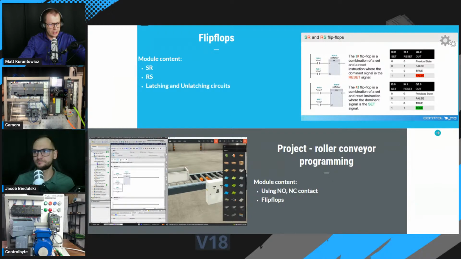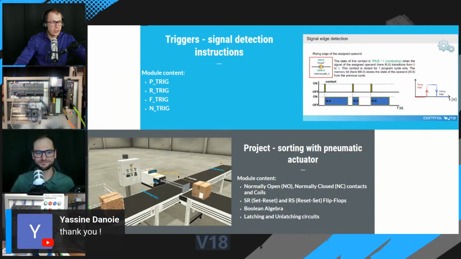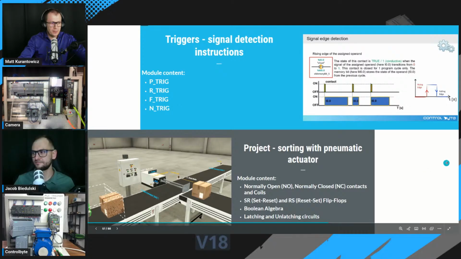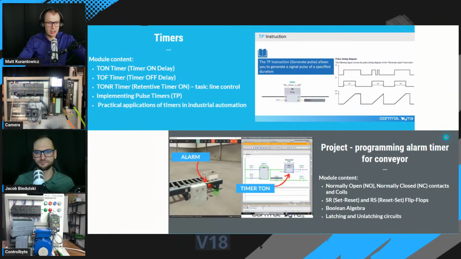Let's go to the next slide. Here we have triggers, signal detection instructions, like positive trigger, rising trigger, and falling edge triggers. Then we go to project sorting with pneumatic actuator. This is a simple project. We have one conveyor and boxes, and when the boxes appear in the beam of the sensor, the pneumatic actuator starts and pushes the box to the next conveyor. Also, we have a control cabinet with start and stop buttons and emergency stop. Let's go to the next slide.